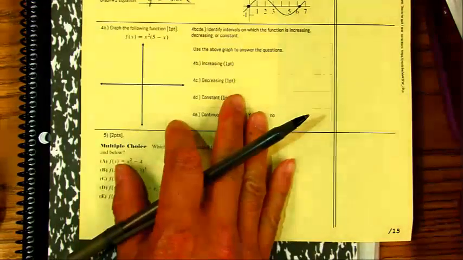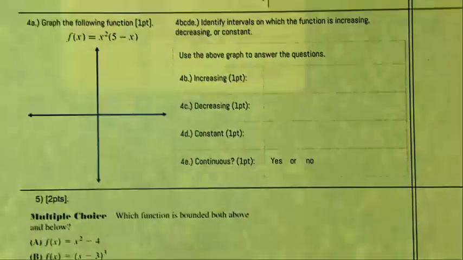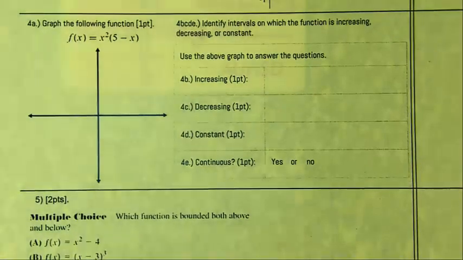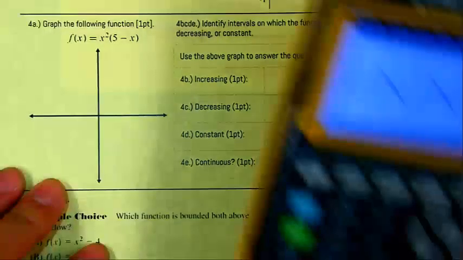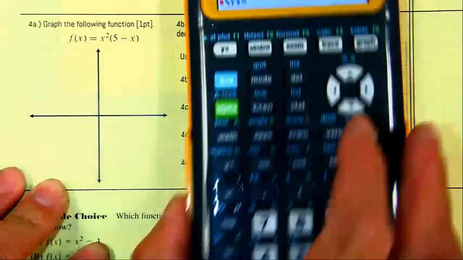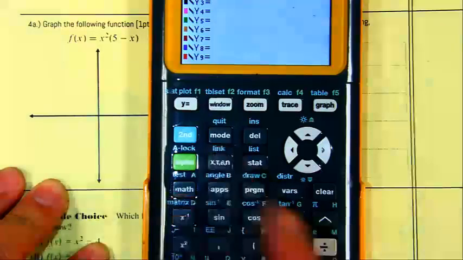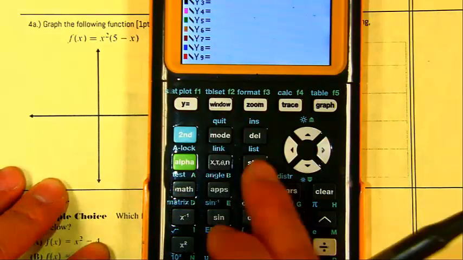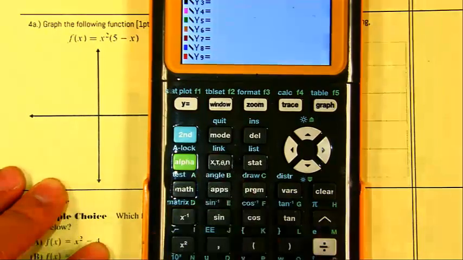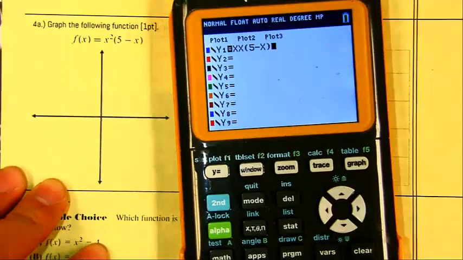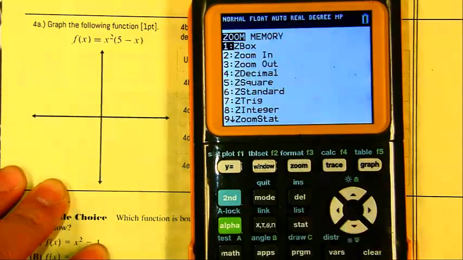Question number 4. Graph the following function, f of x equals x squared times (5 minus x). So I'm just going to put that into my calculator: x squared, 5 minus x. And then what I'm going to do is just press zoom 6.